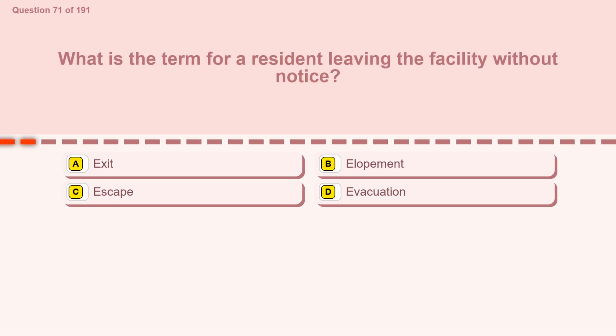Question 71. What is the term for a resident leaving the facility without notice? Option A, exit. Option B, elopement. Option C, escape. Option D, evacuation.